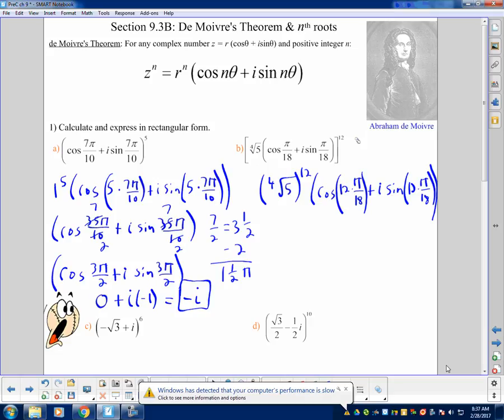Fourth root of 5 to the 12th. Just to refresh your memory, this number, this root, fourth root, can be written as a fractional power. Remember that? It goes like this. We have 5.